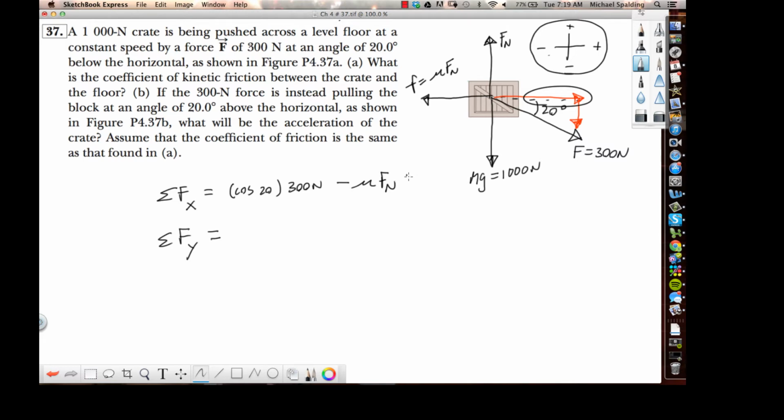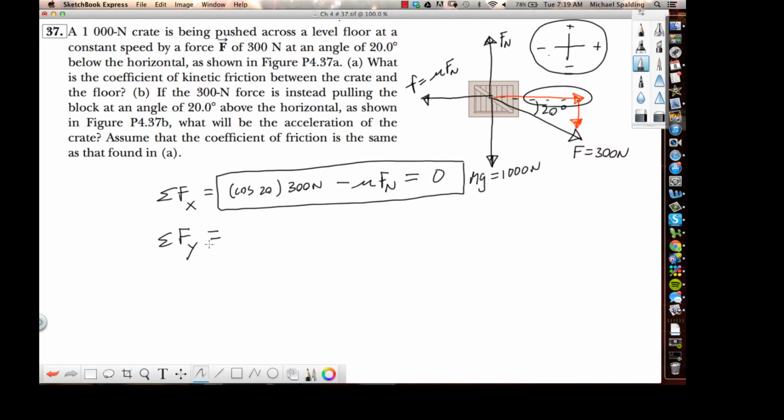No. So what is the sum of the forces always equal to? Ma. So we just wrote an equation. Now what's this a right here? It's 0 because they told us the crate's moving at a constant speed. So we can replace the a with 0. So ma goes to 0.